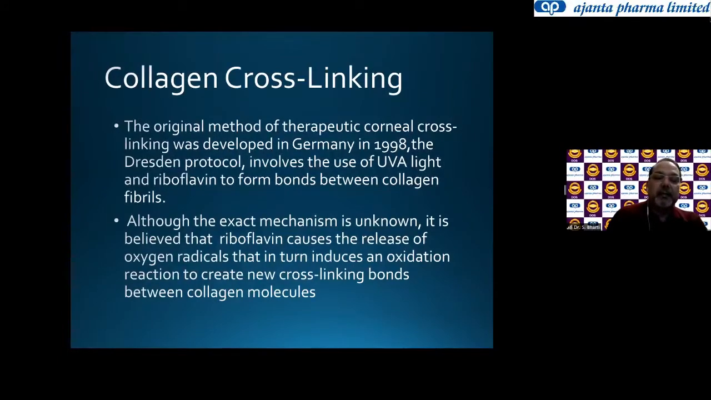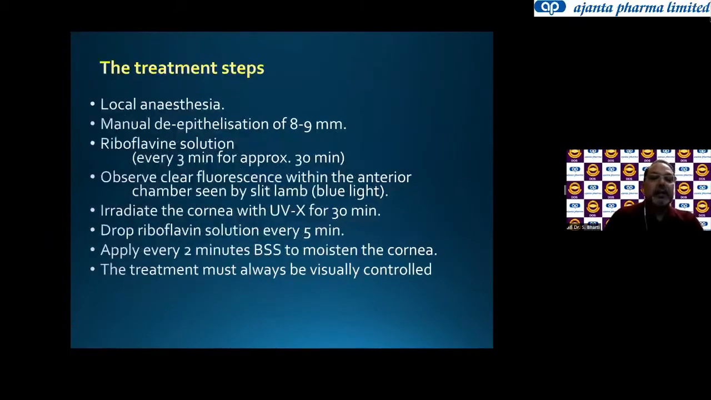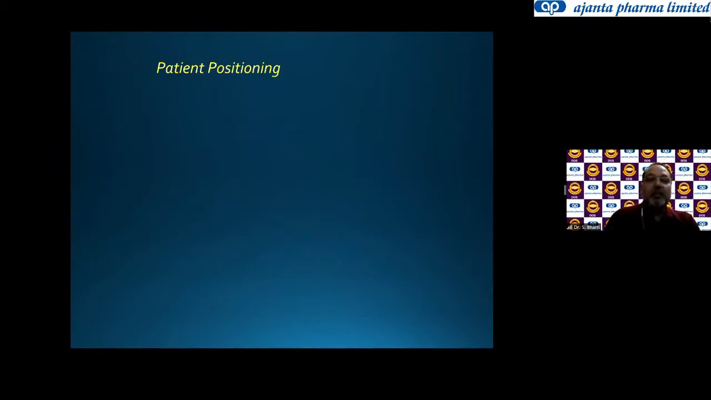It is believed that riboflavin causes the release of oxygen radicals that induce an oxidation reaction to create new cross-linking bonds between collagen molecules. And the treatment is manual deepithelialization, riboflavin for 30 minutes. You have to observe clear fluorescence in the slit lamp in the anterior chamber, and then UV light for 30 minutes, continuously dropping riboflavin, and BSS to moisten the cornea, and it has to be controlled.